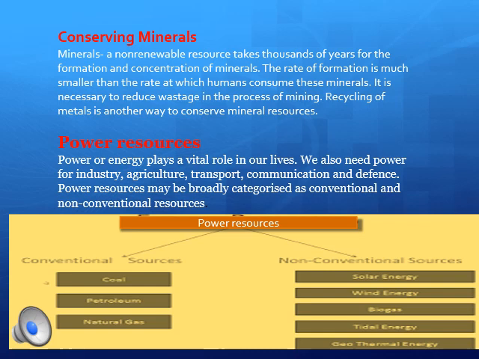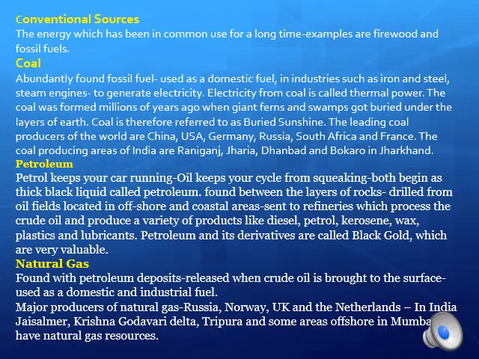Power resources are of two types, that is, conventional sources and non-conventional sources. Under the conventional sources, we have coal, petroleum, and natural gas. Under the non-conventional sources, we have solar energy, wind energy, biogas, tidal energy, and geothermal energy. We are going to discuss all the conventional and non-conventional sources in detail. Now, let's first see the conventional sources.